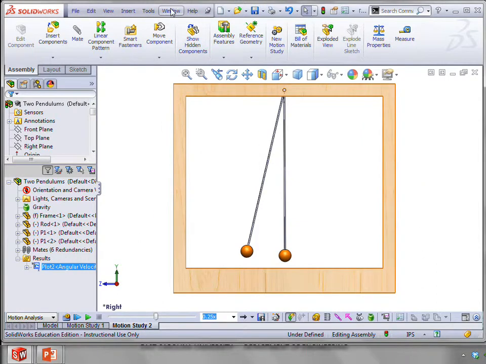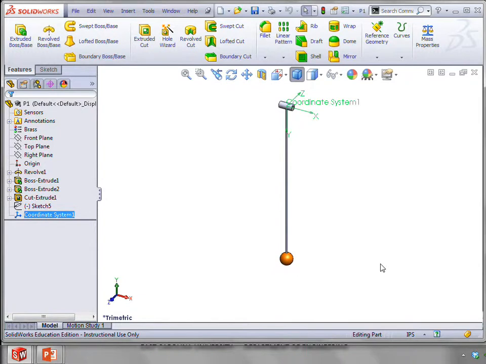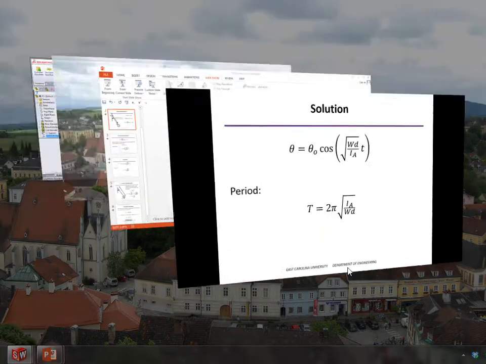Okay, now we're going to look at a single pendulum here and calculate the mass moment of inertia of that, and we've actually used SolidWorks to do that.